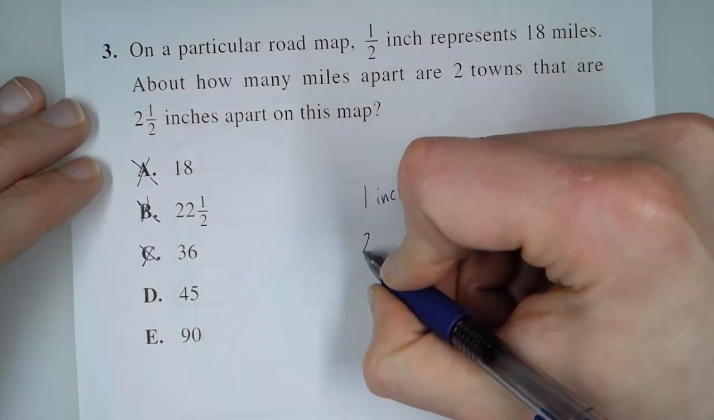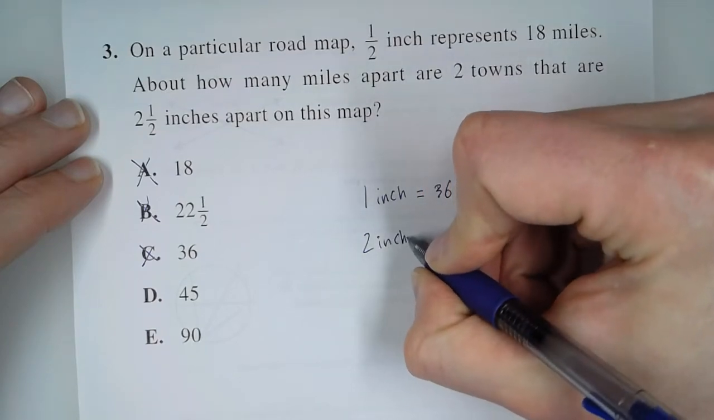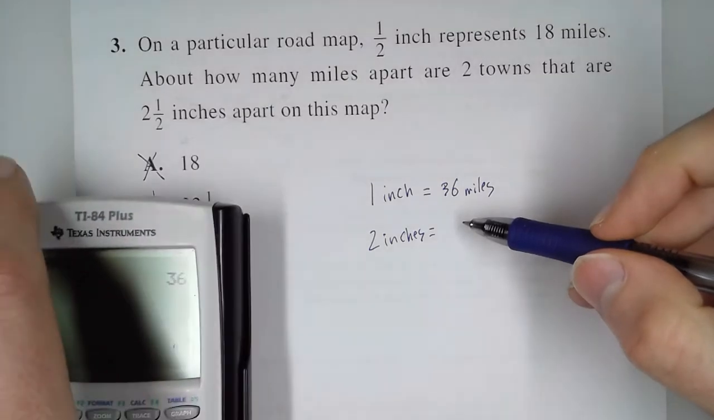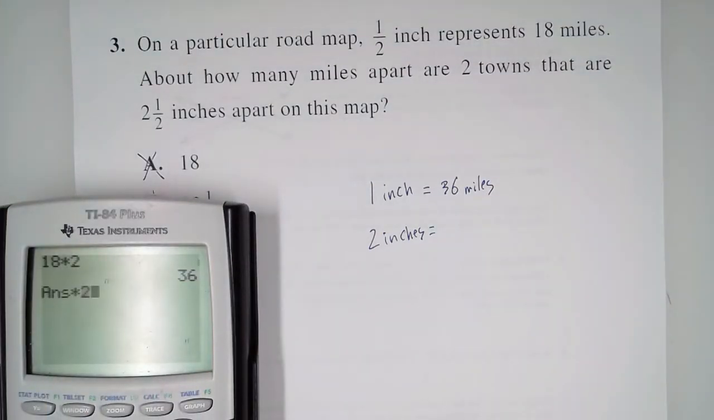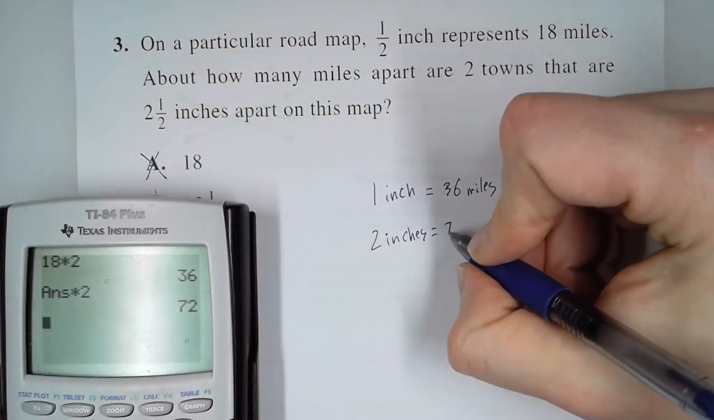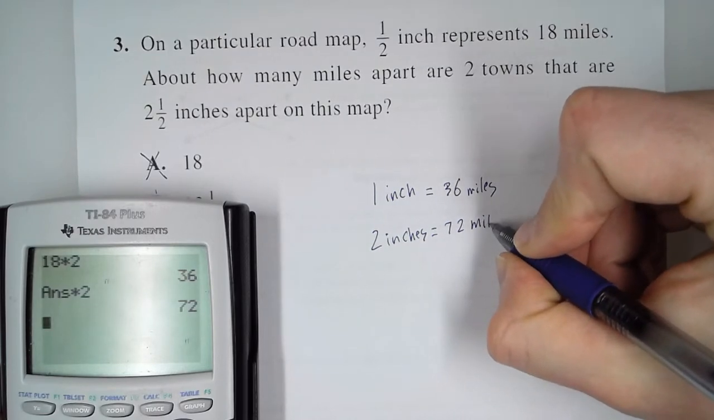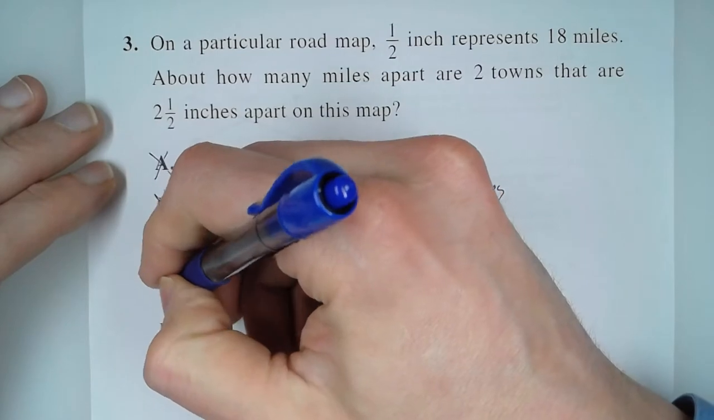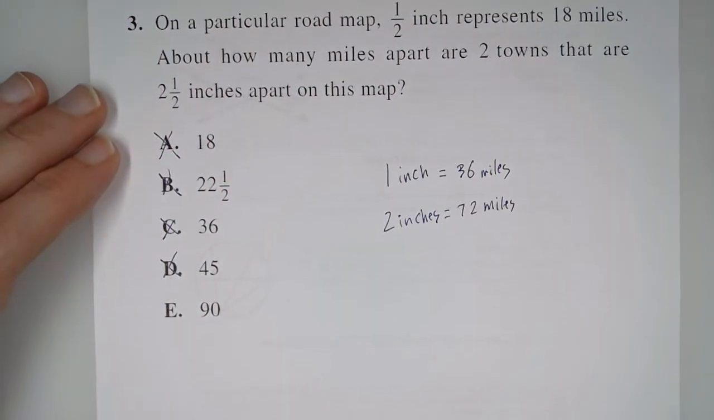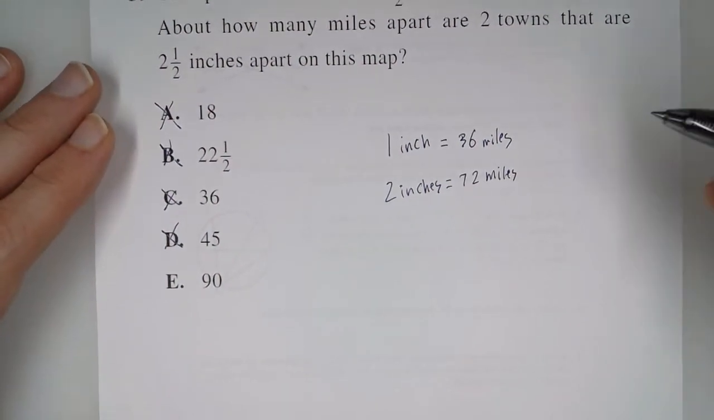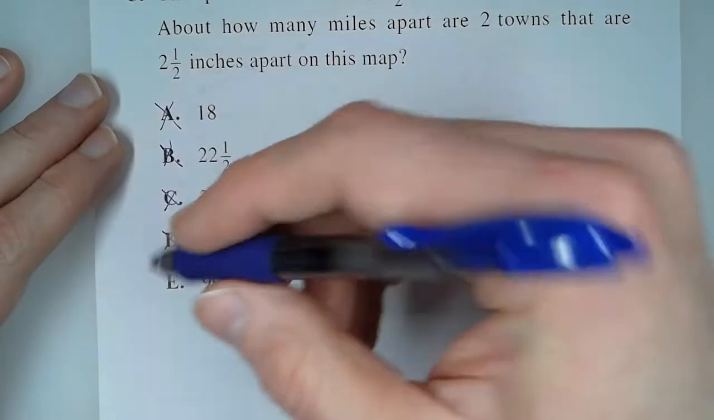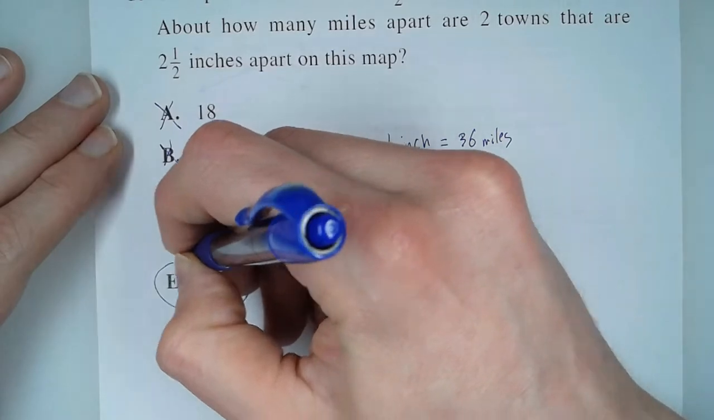So, what about 2 inches? Well, 2 inches will double this. So we take 36, we multiply that by 2, and we get 72 miles. So now we can cross off number 45. And so all we're left with here is 90. That is our only possible answer.